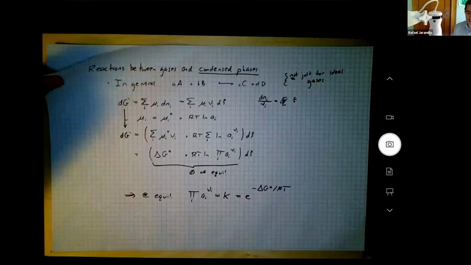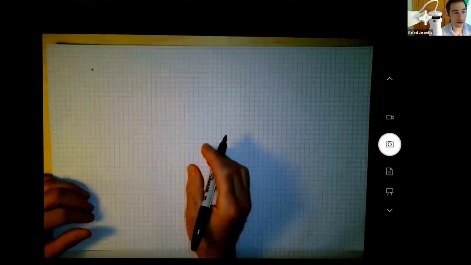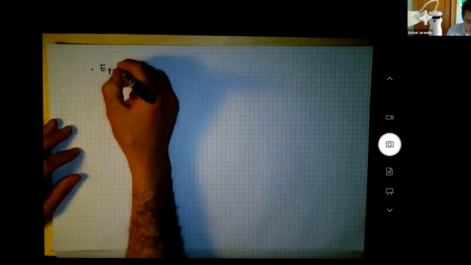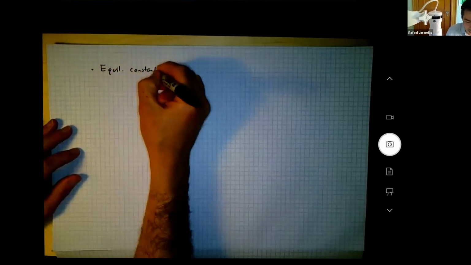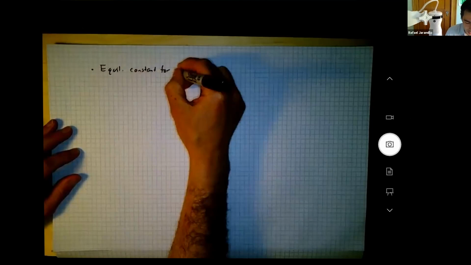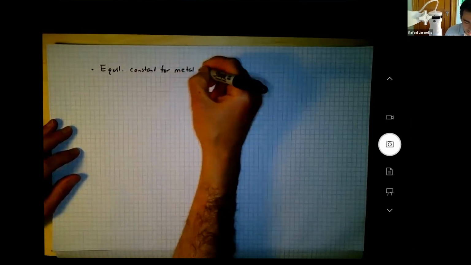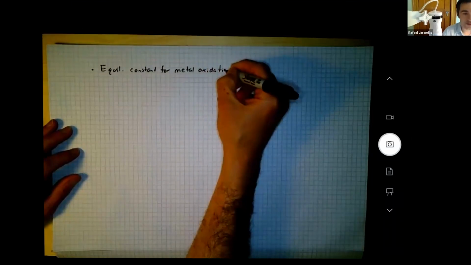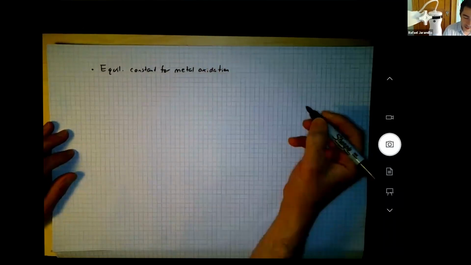So that's just a reminder. But this is why I wanted to take 3 minutes for that, because we're going to make this specific to metal oxidation. That's what we're doing. So the equilibrium constant for metal oxidation. And what you're going to find is that it simplifies a lot. So that's good.